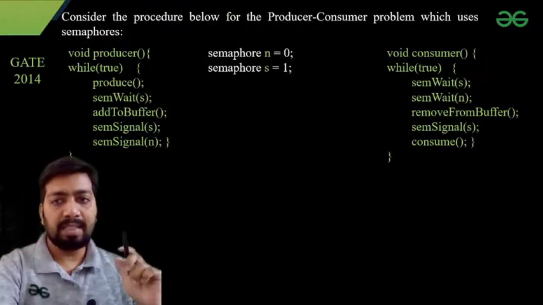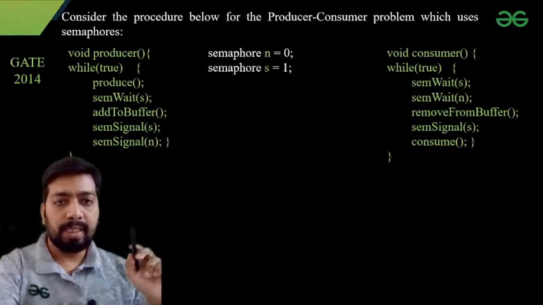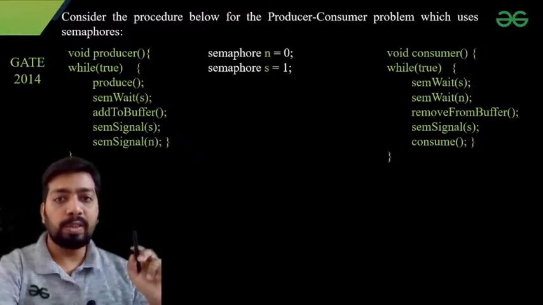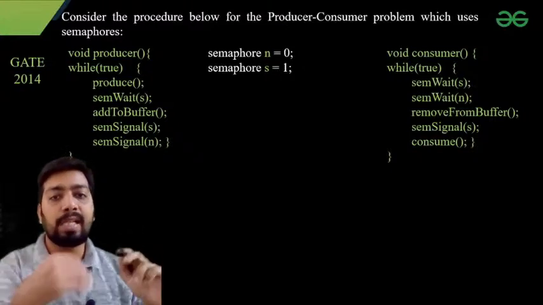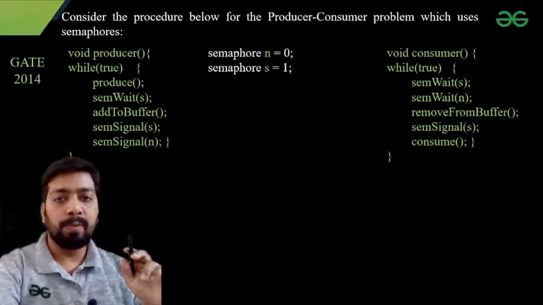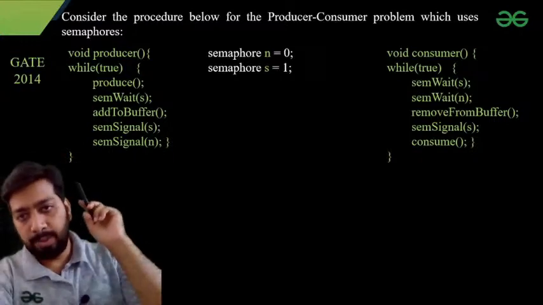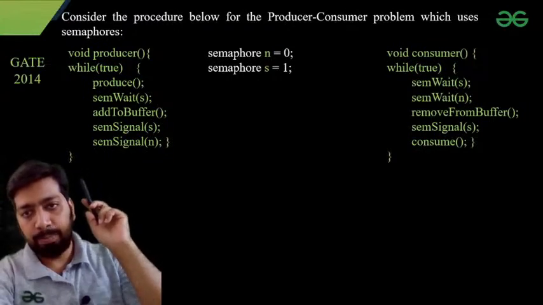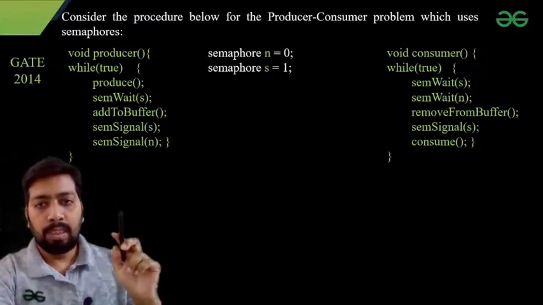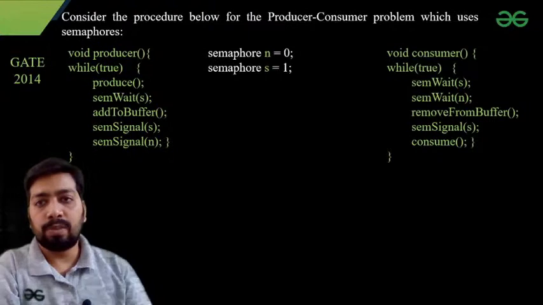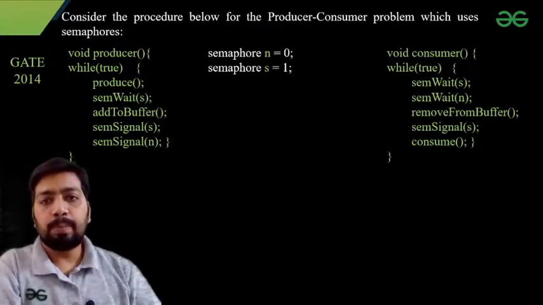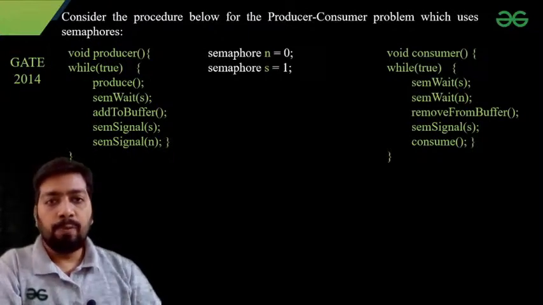This question was asked in GATE 2014 and it is a producer consumer based question and it is also utilizing semaphores. That means it is trying to solve the producer consumer problem with the help of semaphores. If the code was not visible to you, you can see this was the last brace here. So now let's start. Let me read the question first for you. Consider the procedure below for the producer consumer problem which uses semaphores.